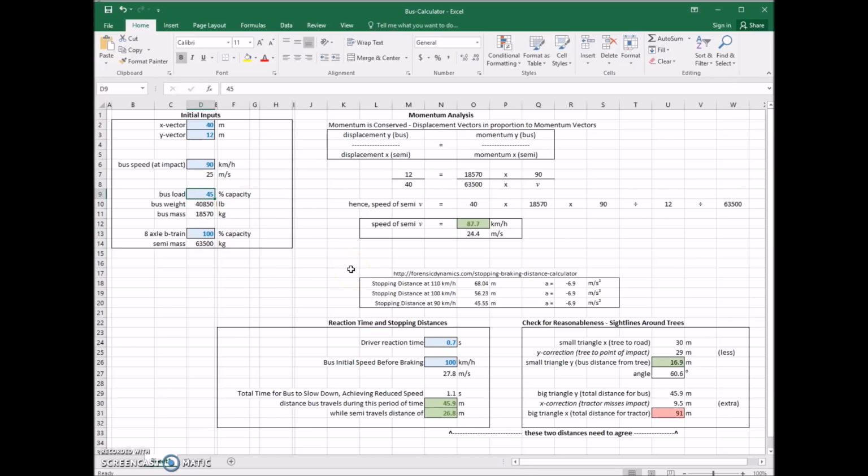Bus load, a heavier bus speeds it up. Let's suppose, I mean, they are 29 young boys, but they're also hockey players, so they're physically big boys and they have hockey sticks and stuff. Let's say 55% capacity. The bus speed at impact, I don't know. All right, I'm trying to get this number close to 100 kilometers per hour, just to see what type of scenario we would have.